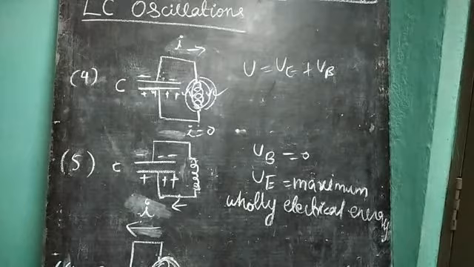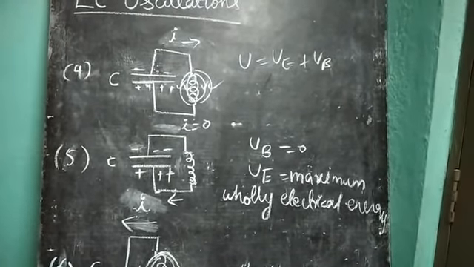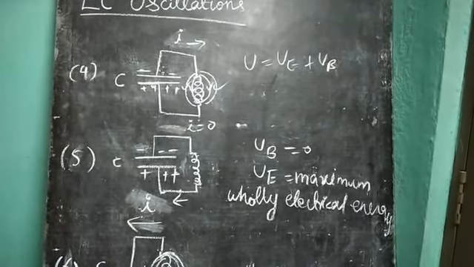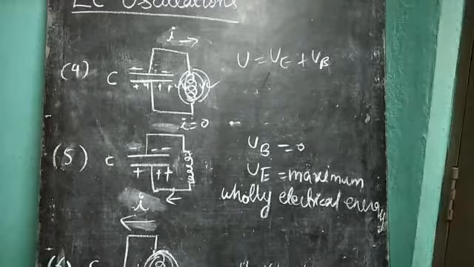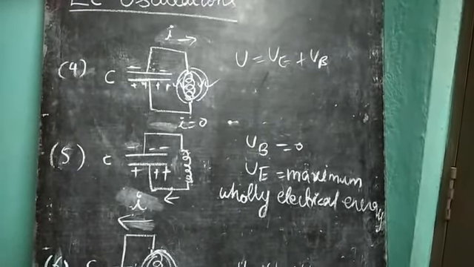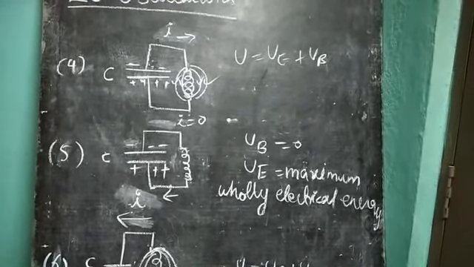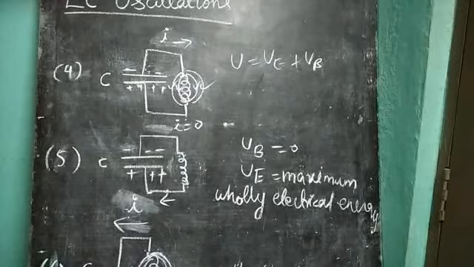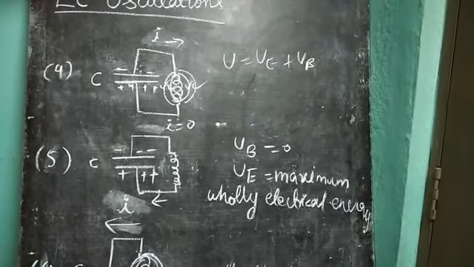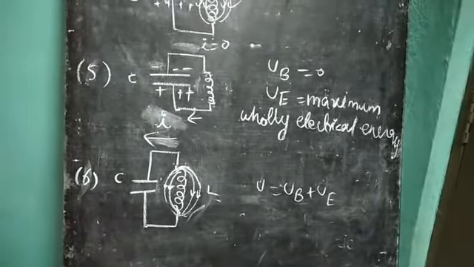Figure 5, current in the circuit is 0. Now the capacitor is fully charged, current flowing through the inductor is 0. So the capacitor stores maximum charge. Here no magnetic field is developed around the inductor. Here the magnetic field around the inductor is 0. So the total energy is wholly electrical energy.